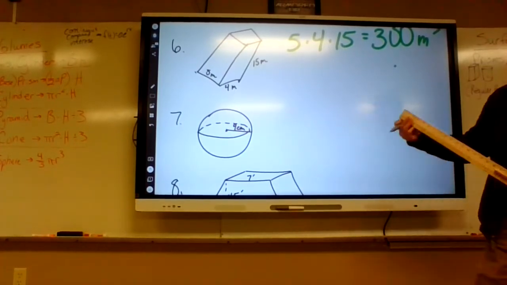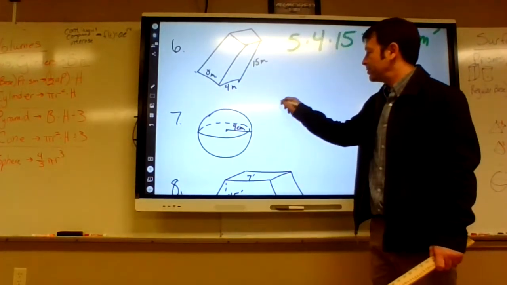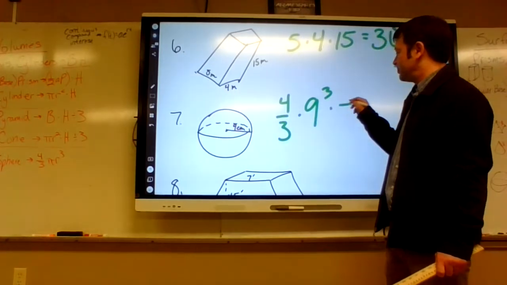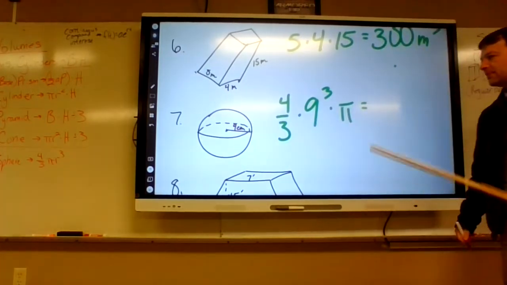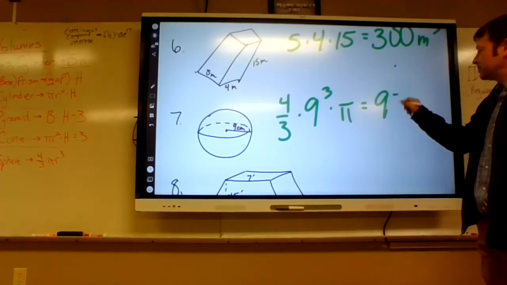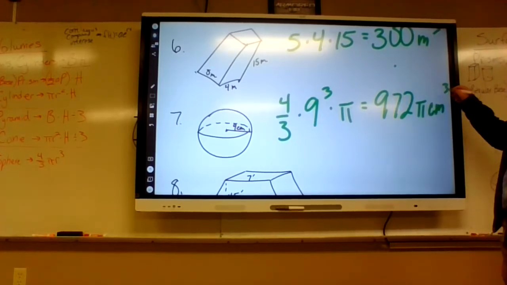So we're doing sphere volume, so right here. It's 4/3 times 9 cubed times pi. That'd be, I think, 972, yeah. That's what I got. Well, that's centimeters cubed.